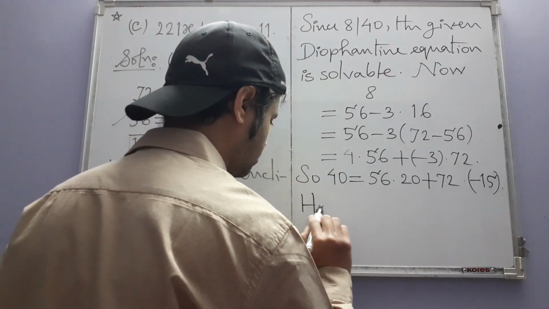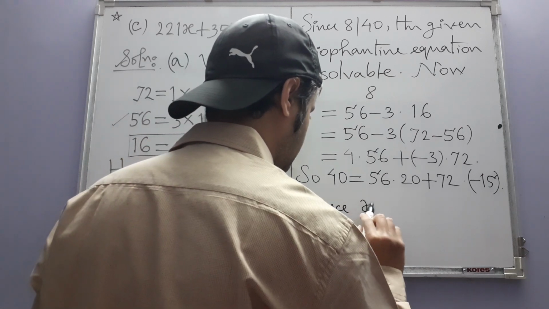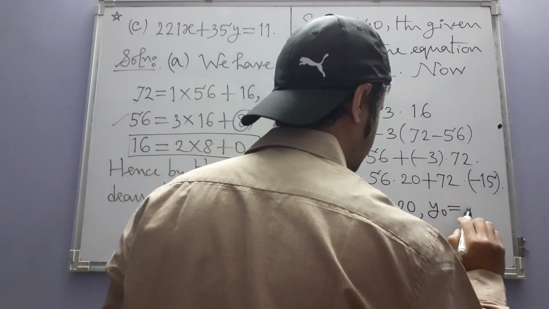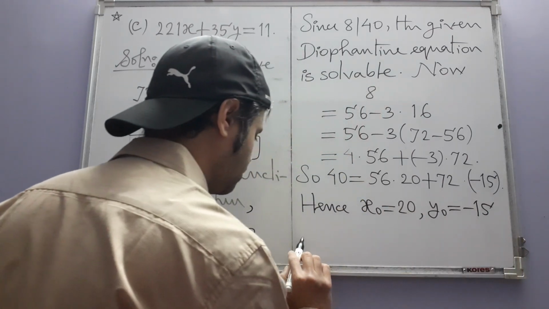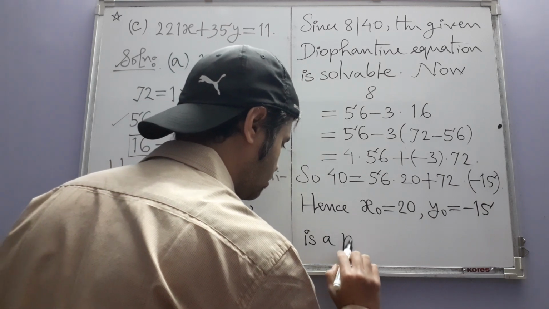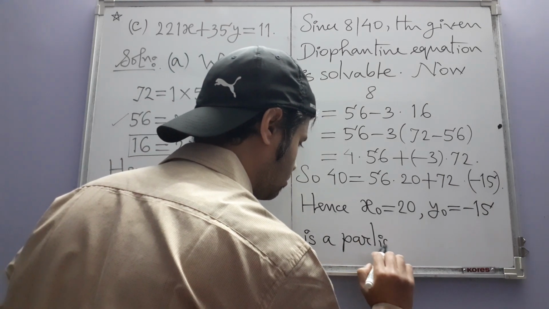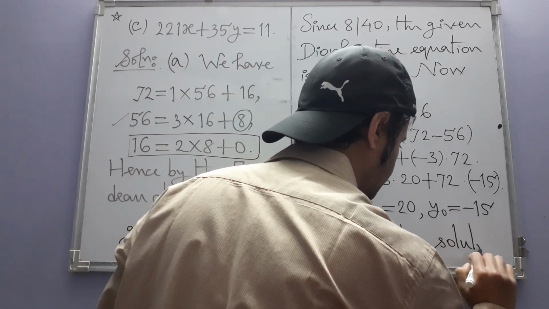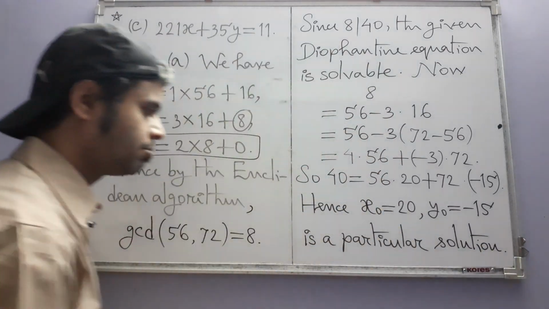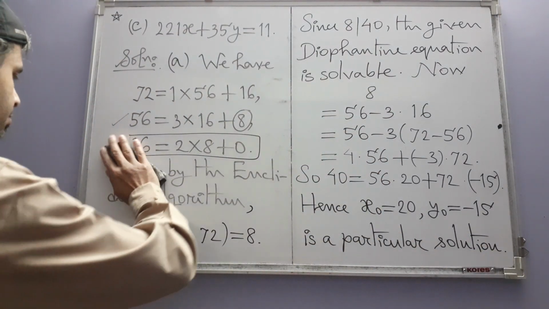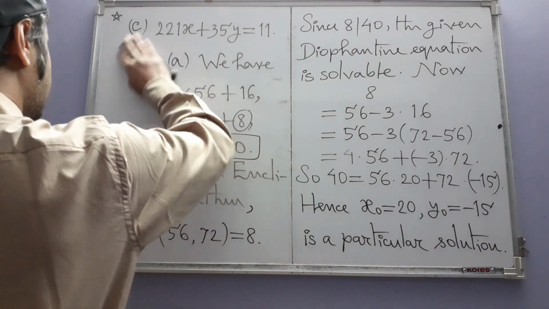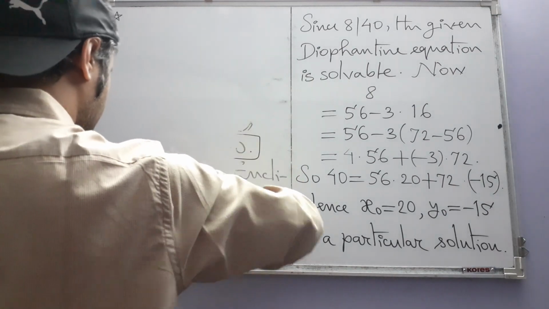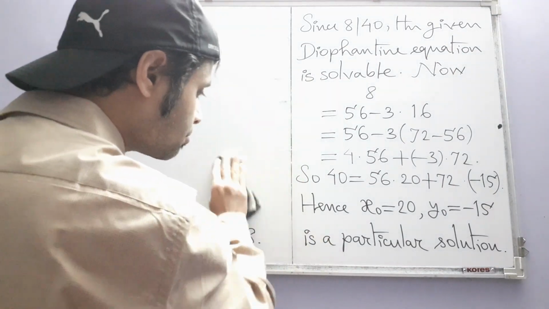Hence x naught equal to 20 and y naught equal to minus 15 is a particular solution to the given Diophantine equation; that need not be written, it's understood. But this is not the only solution. In fact, there are infinitely many solutions, and now we are going to express all of them in terms of this one.